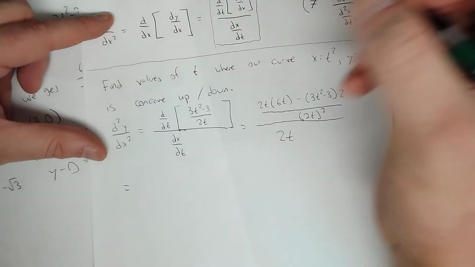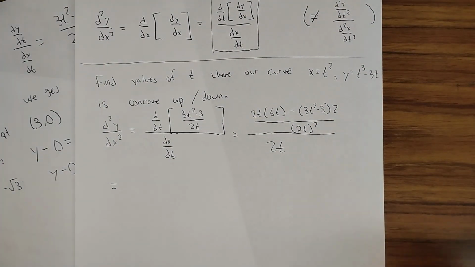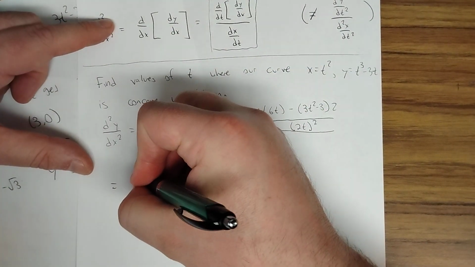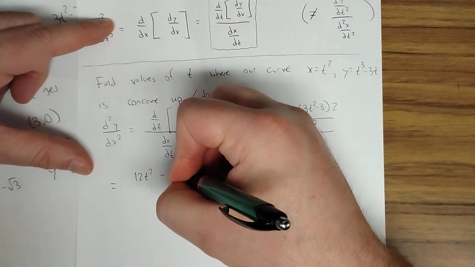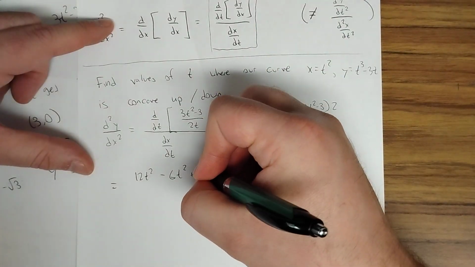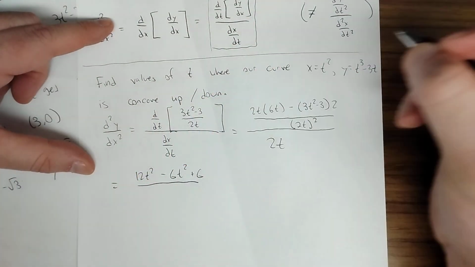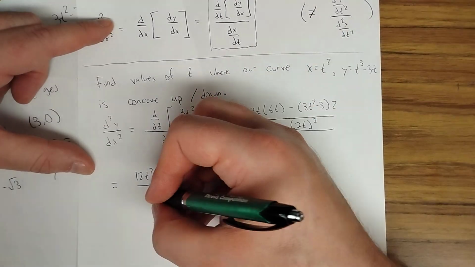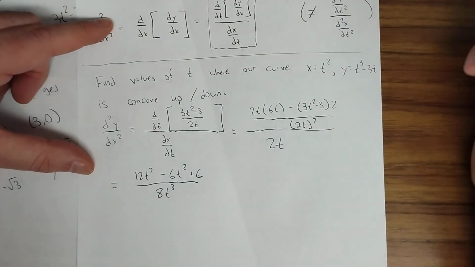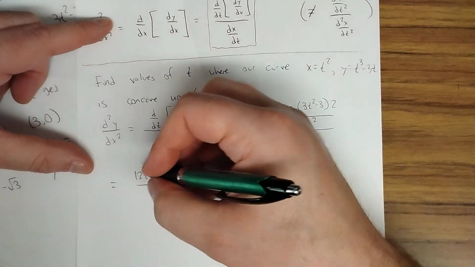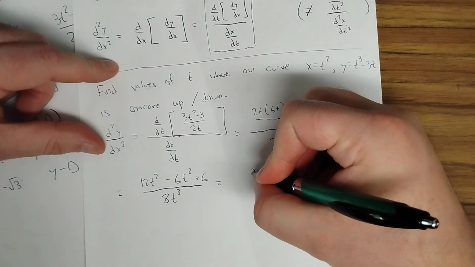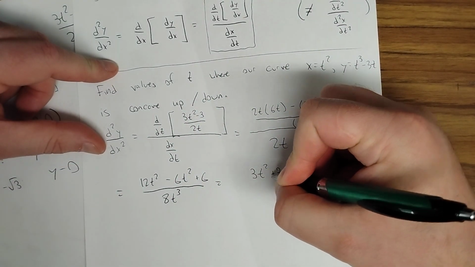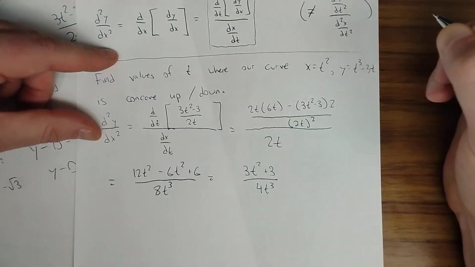Let's simplify that. Let's see here. (12t squared minus 6t squared plus 6 over, and then this bottom goes with this bottom, so it's going to be 8t cubed. And I guess I can cancel a 2. Oh, yeah, so this makes 6t, and I'll cancel a 2. So 3t squared plus 3 over 4t cubed.